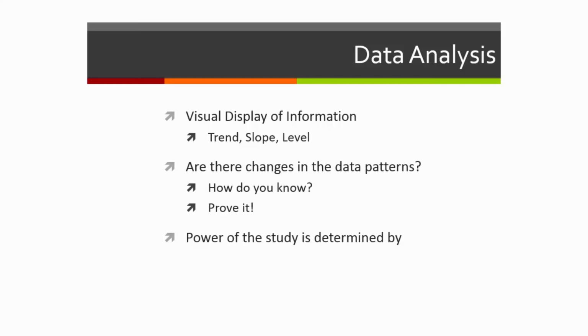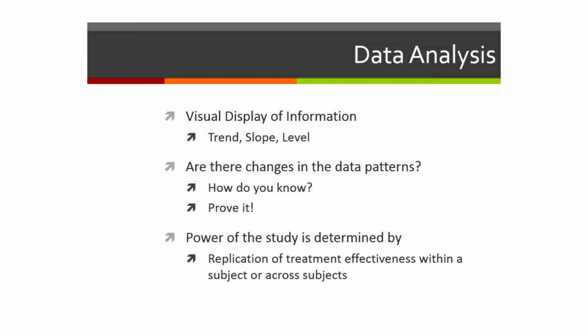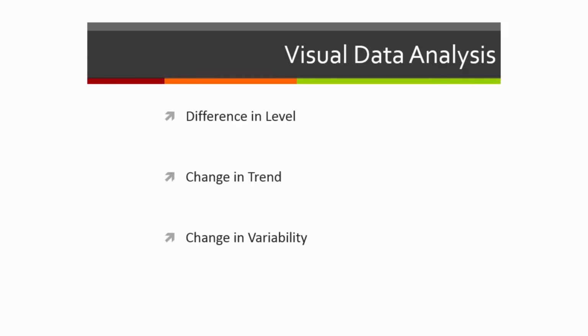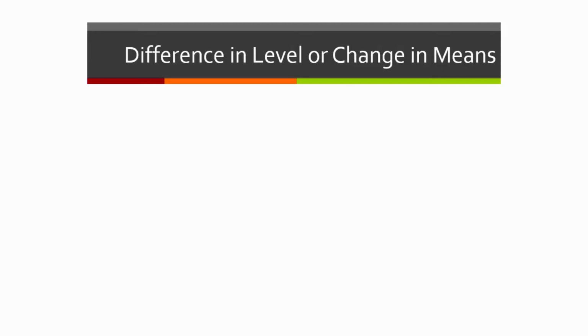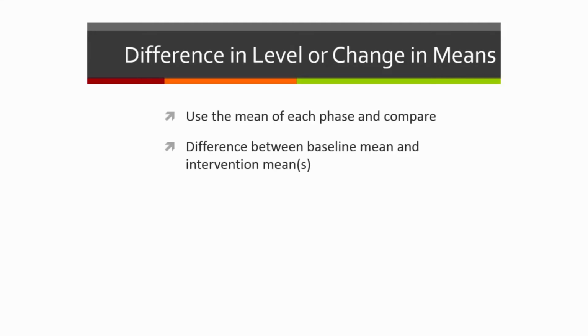Now the power of the study is determined by replication of treatment effectiveness, and so if we can repeat this over and over again with different individual subjects, then that makes the study more well received in the scientific community. Now your visual display data analysis has difference in level, change in trend, and change in variability. Difference in level, or change in means, basically uses the mean of each phase and compares them. So it's the difference between the baseline mean and the intervention mean. We'll do some examples of this in class.